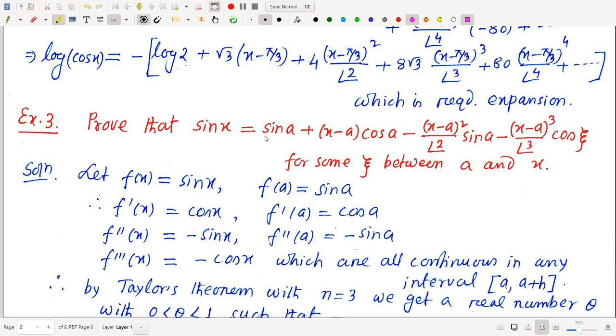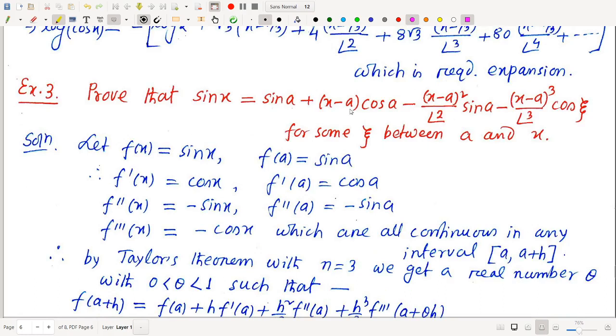Example number 3. Prove that sin x is equal to sin a plus x minus a cos a minus (x minus a) square by 2 factorial sin a minus (x minus a) cube by 3 factorial cos c for some c between a and x.